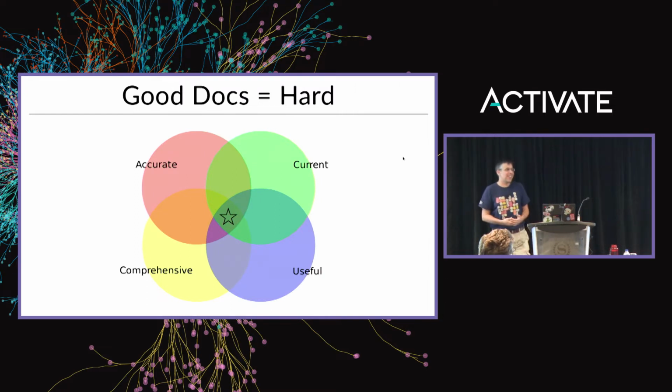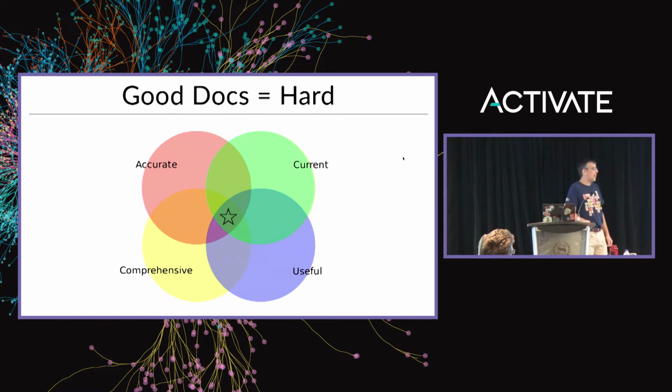The value of that documentation really comes from the many eyes. The sweet spot of documentation is that it can't just be accurate, it can't just be comprehensive, it also has to be useful, right? It has to be current, it has to be relevant. You really want to be in the center of these badly washed out colored circles.